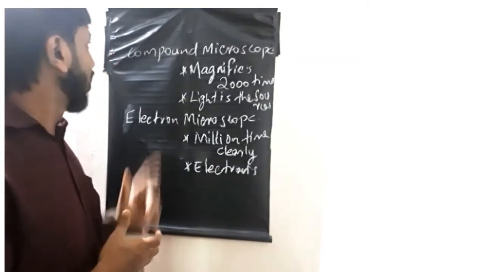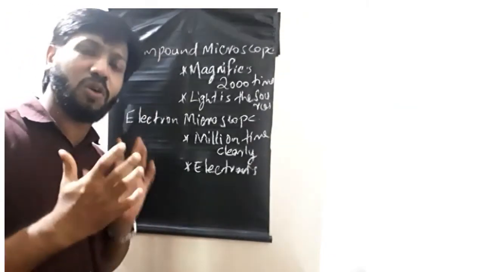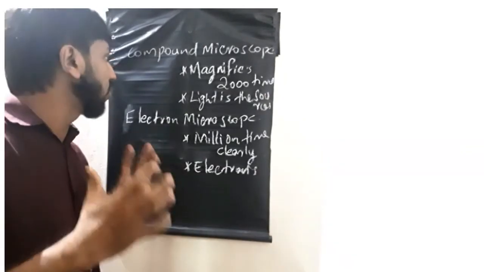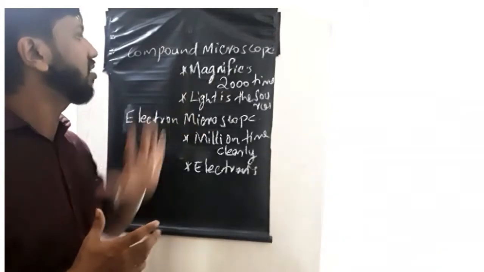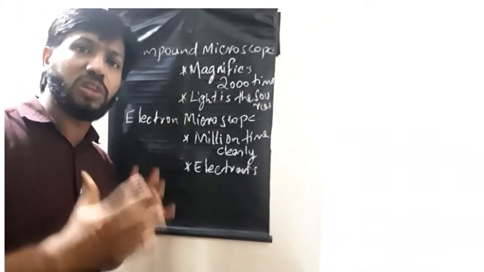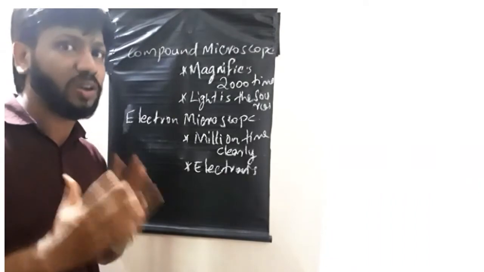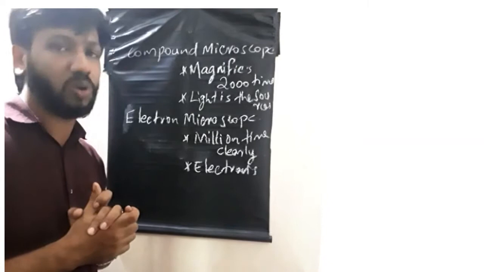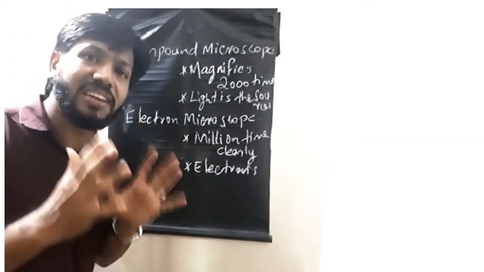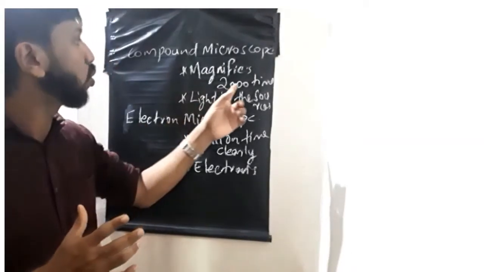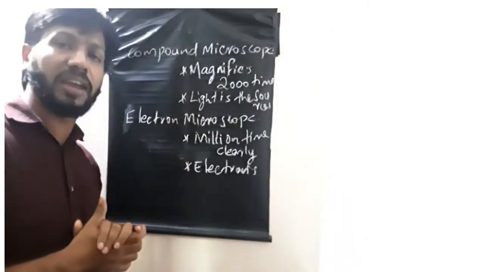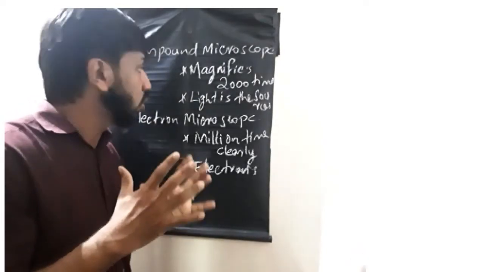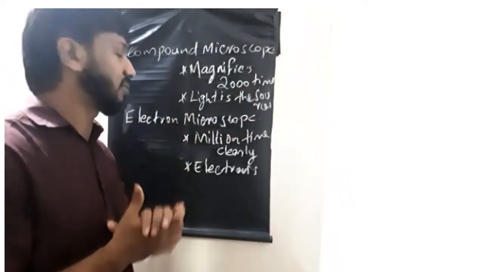We can look at the compound microscope. The structure of compound microscope is very familiar to you all. What are the differences? One is that it magnifies the object 2000 times. When we observe any object using a compound microscope, we can see that object 2000 times magnified. That much bigger. It can magnify the object 2000 times.